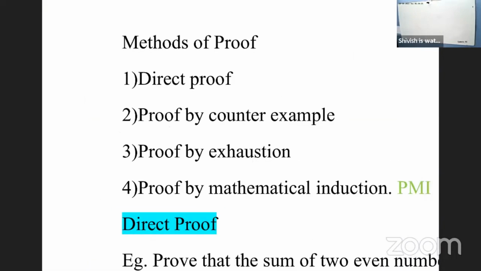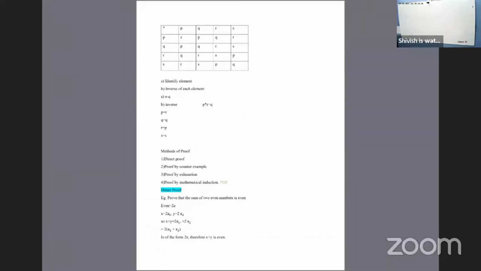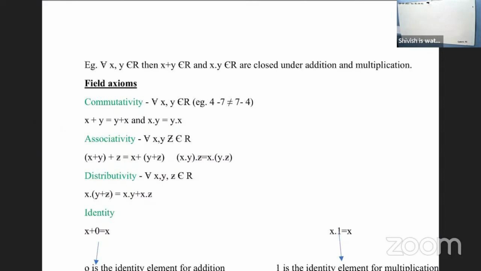The next thing that we have to do is proof, right? We have to be able to do a direct proof, proof by counterexamples, proof by exhaustion, proof by PMI. We only have to focus on the first and the fourth. But before we do that, there is something missing here, something called closure. I want to explain what that term closure means.